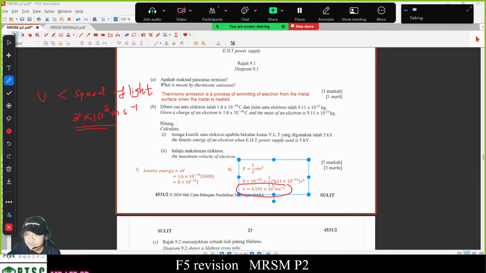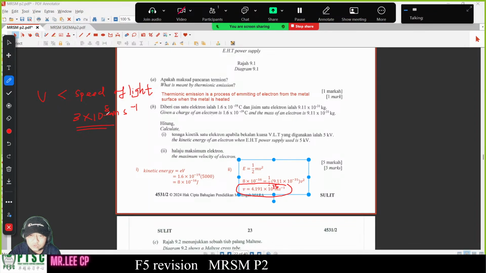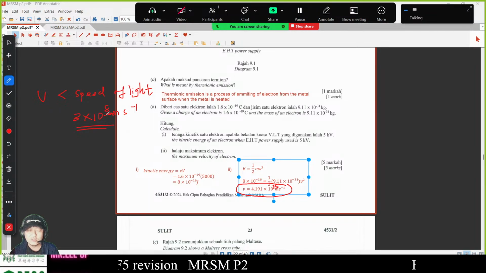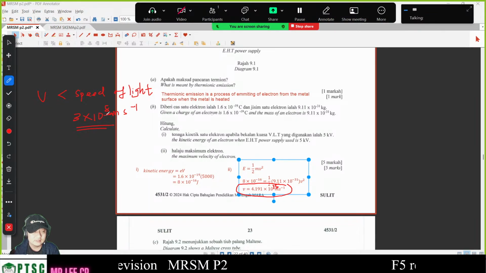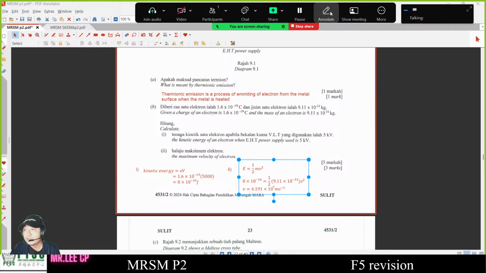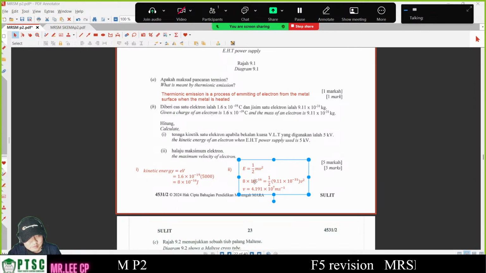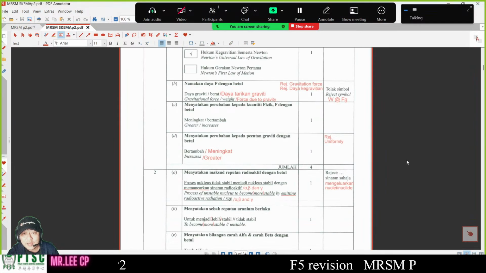If just now you forgot to square root, you got this 15. Now you know it is faster than light, so it is impossible. Right? So be careful when you put in. For this calculation, if you know the formula, you just substitute in and then you will get 5 marks here. So question number 9.